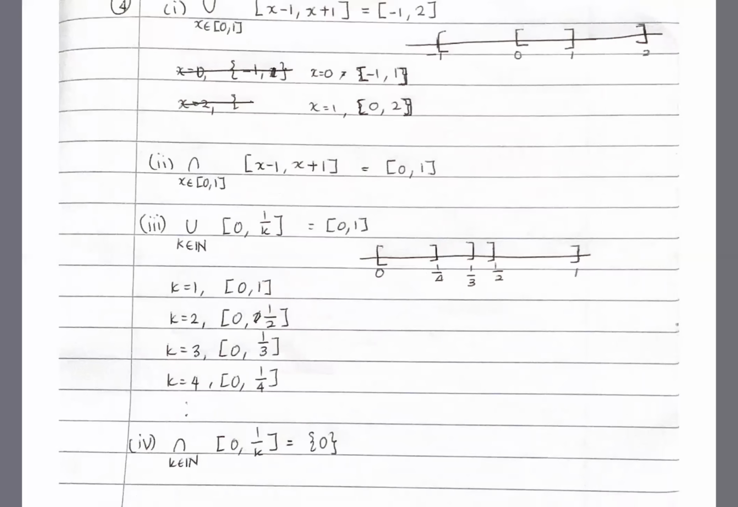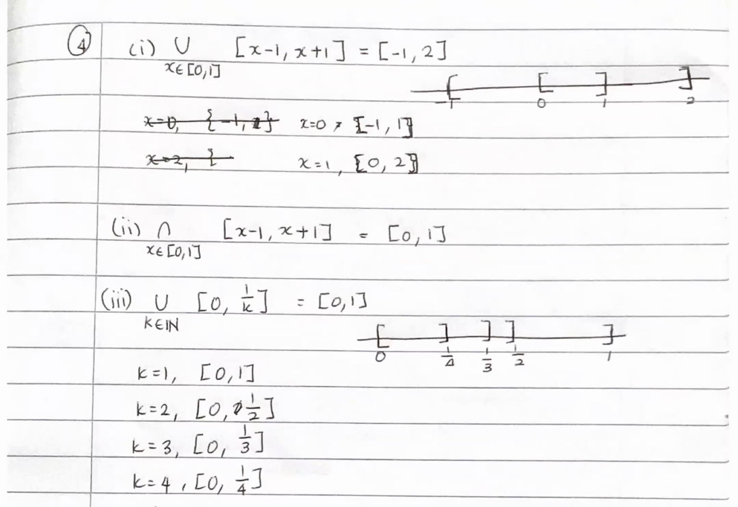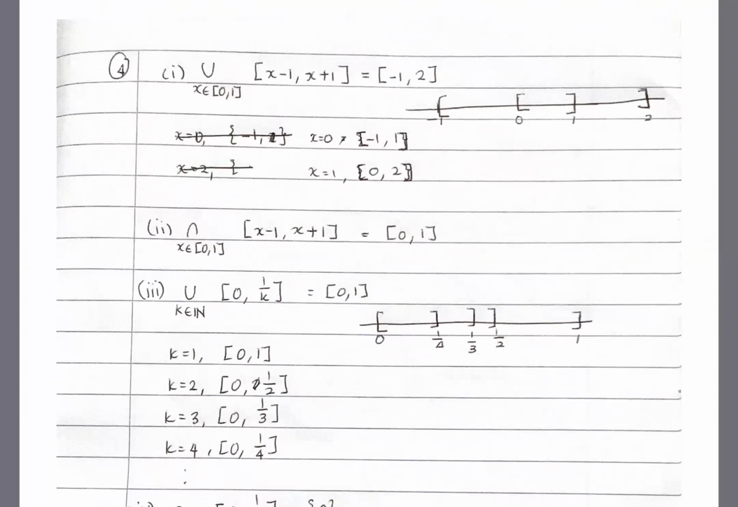Yeah, we can. Okay. So the question for problem 4 is algebra of set. For the first, it is union x from 0 to 1 for x minus 1 until x plus 1. So for x equal to 0, it is from negative 1 to 1, and x equal to 1, it is from 0 to 2. So I sketch the sets, and for the union, it is from negative 1 until 2. Is it correct?